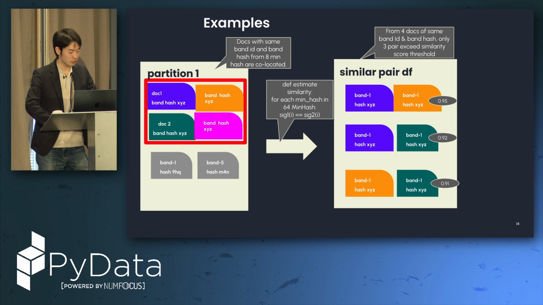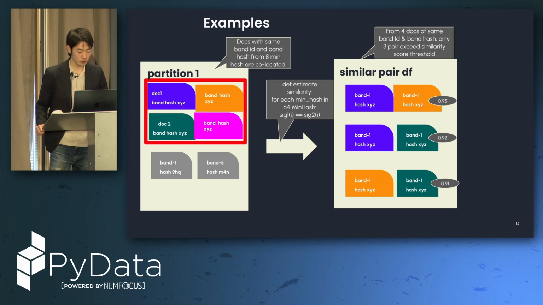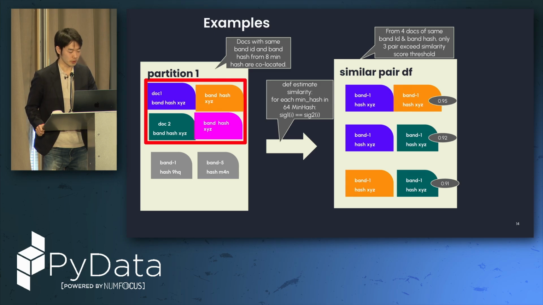Let's zoom in to partition 1. Assume that purple and green have the exact same band hash XYZ. And let's say we also have 2 more documents, orange and pink, that have exactly the same band hash XYZ. So we have 4 documents, and we're going to estimate Jaccard similarity, as I mentioned earlier, without actually computing Jaccard similarity, only using MinHash. This is the only pairwise comparison, and only within a partition.